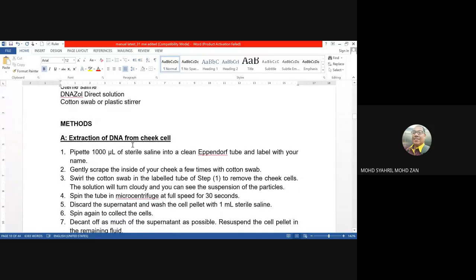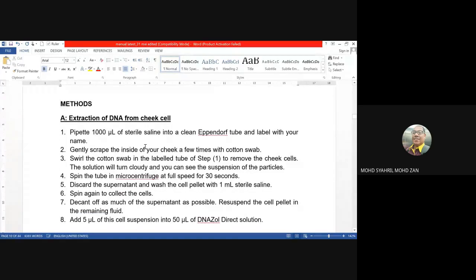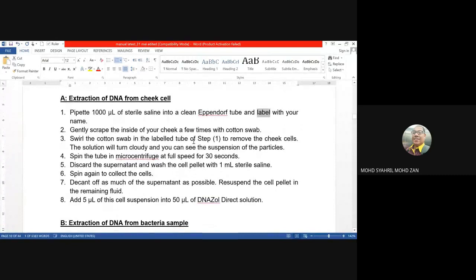Method number one, how you extract DNA from the cheek cells. So first of all, you have to prepare 1,000 microliters of sterile saline. Okay. Why do we need sterile saline? To make sure the cheek cell is in isotonic form. Okay. Into a clean Eppendorf tube and label with your name. So labeling is very important for all kinds of work.